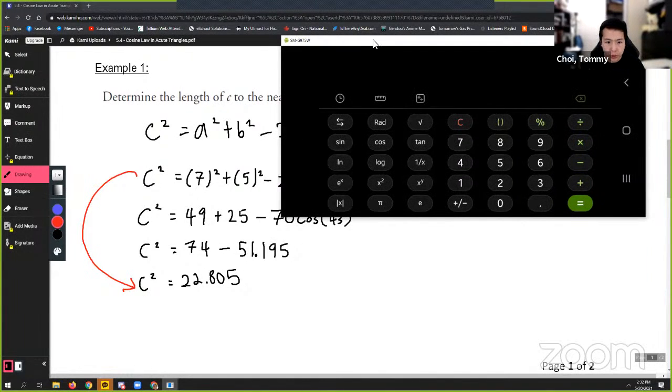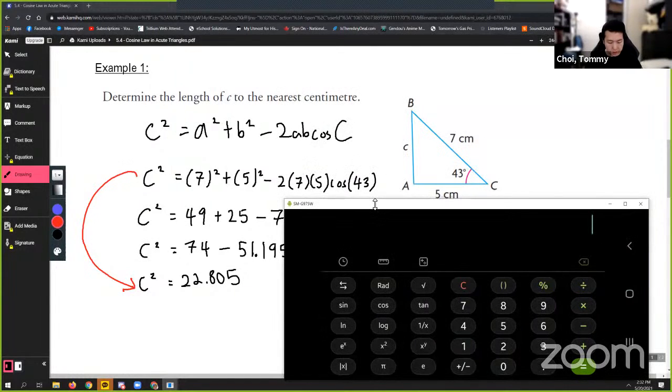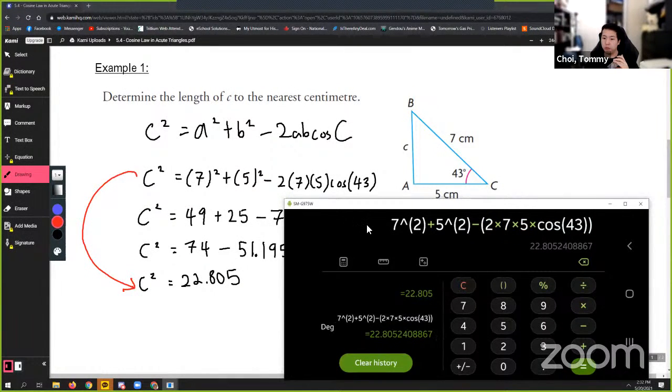Okay. So if we type it all into our calculator correctly, I should get 7 squared plus 5 squared minus 2 times 7 times 5 times cosine of 43. And that gets me my answer right away. Okay. So I can do it all at once like this on a calculator, or do it step by step like I just did, right?